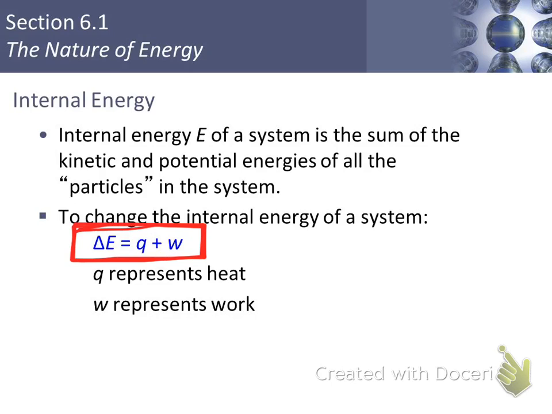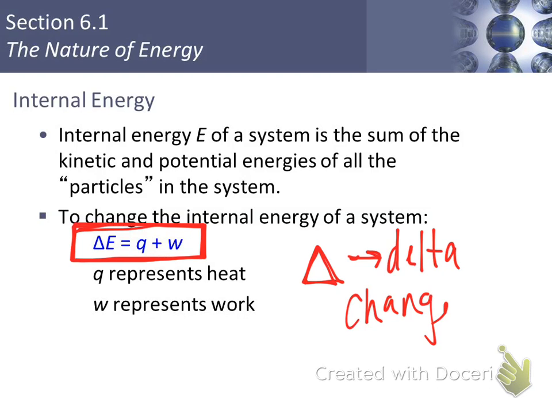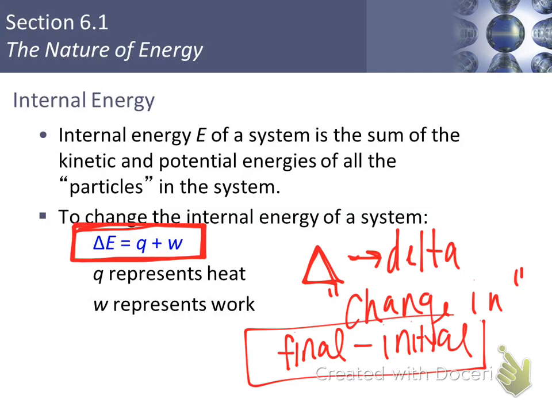Total change in energy. Do you know what this triangle means? Yeah, good. It's called delta, and it means change in, or you can think of it as final minus initial. That's what delta means. Final minus initial. So the change in energy equals heat plus work. The heat of our system plus the work of our system.